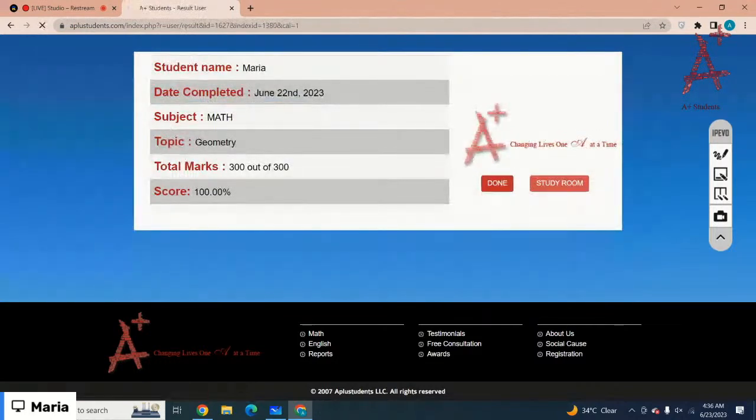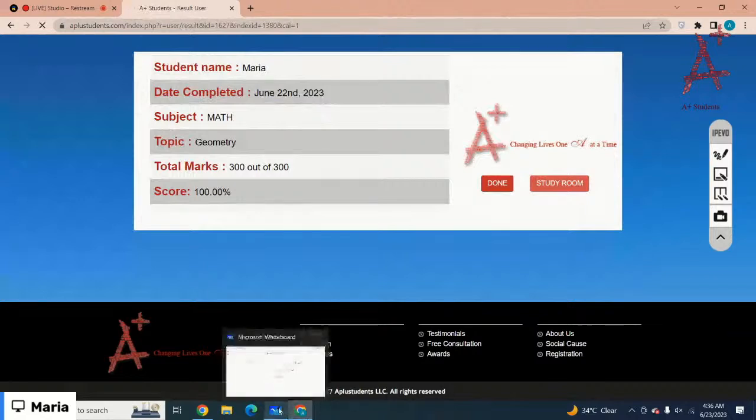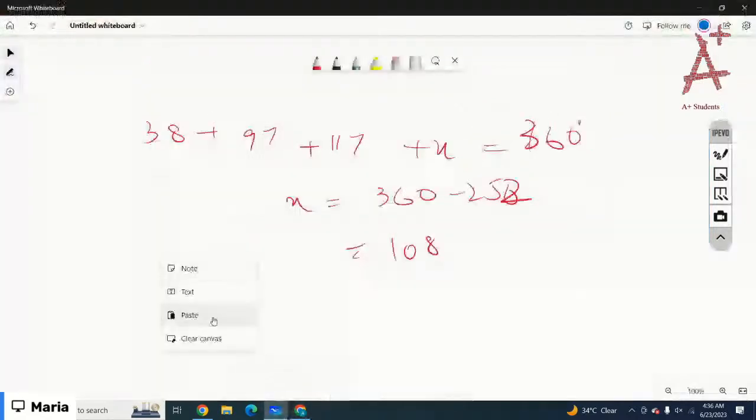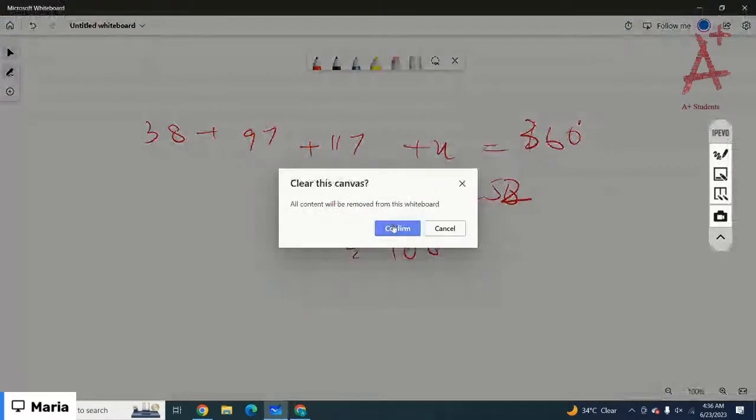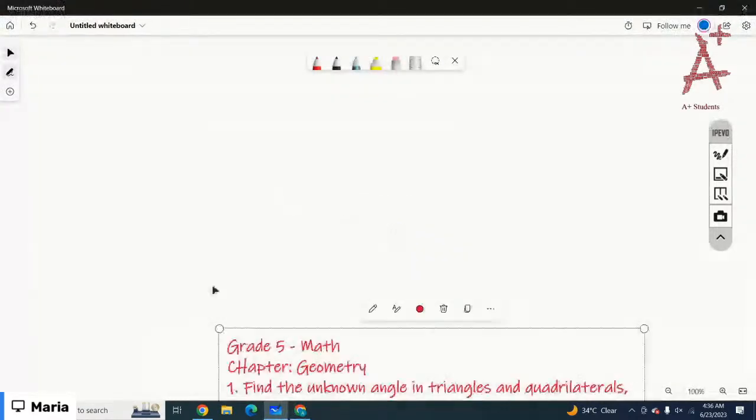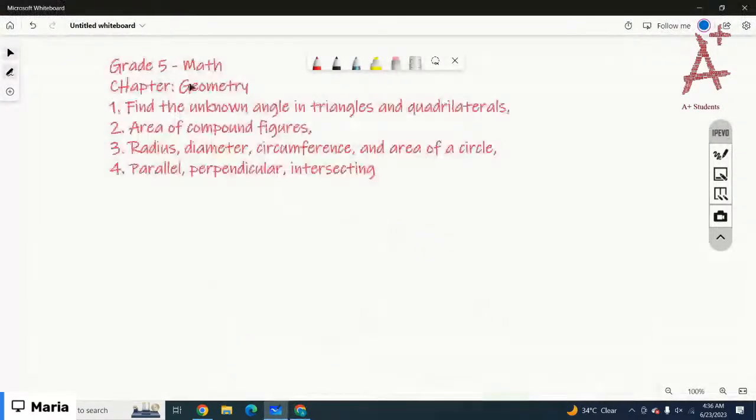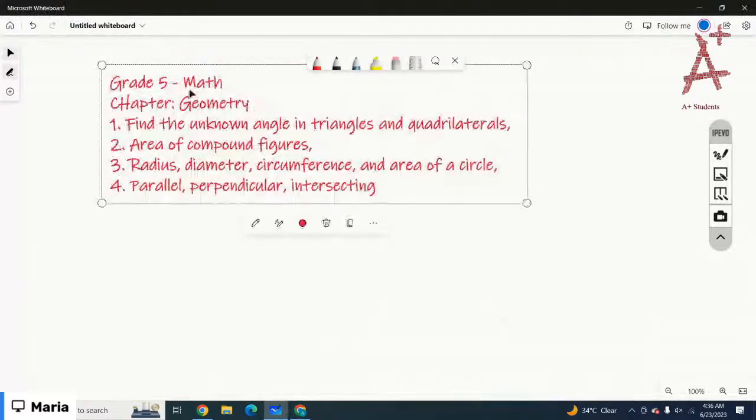So we were working on grade 6 maths. The lesson we're working on is geometry. And the lessons we've covered are find the unknown angle in triangles and quadrilaterals, area of compound figures, radius, diameter, circumference and area of a circle, and parallel, perpendicular, intersecting. So please make sure before the next session you complete all the test questions for the lessons we did today.